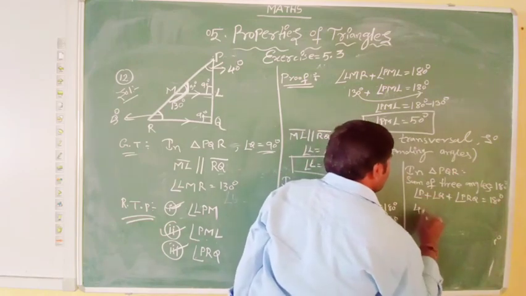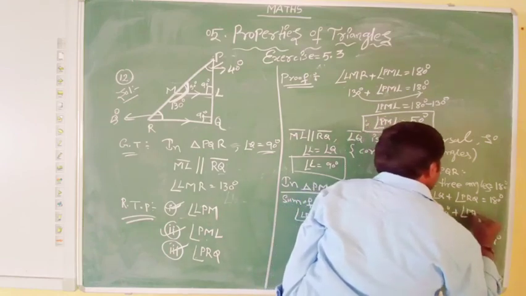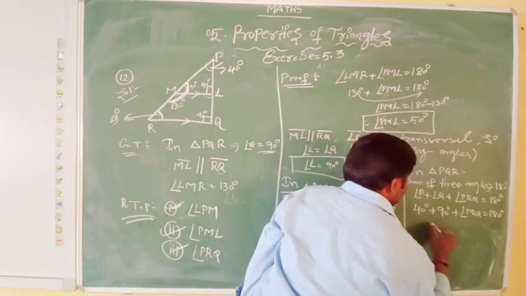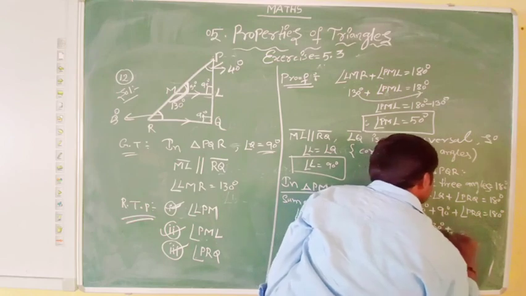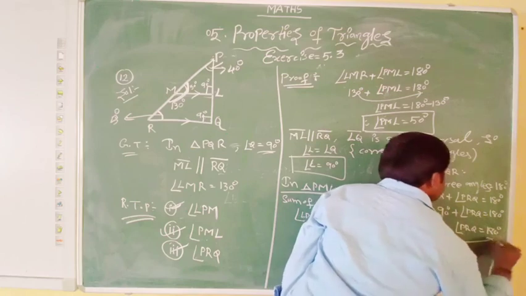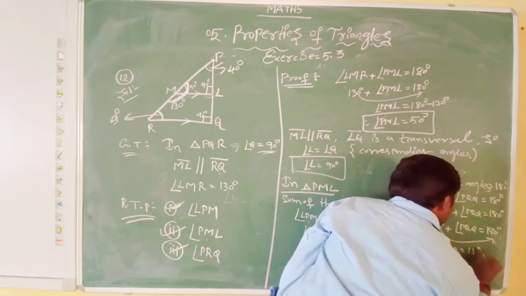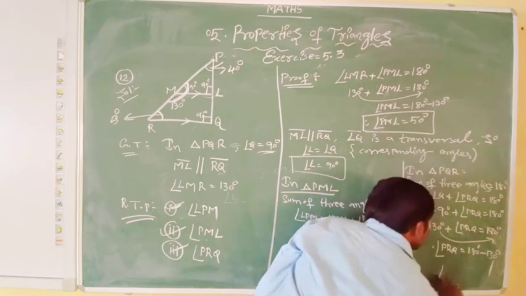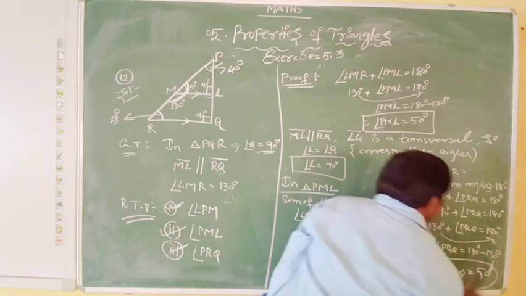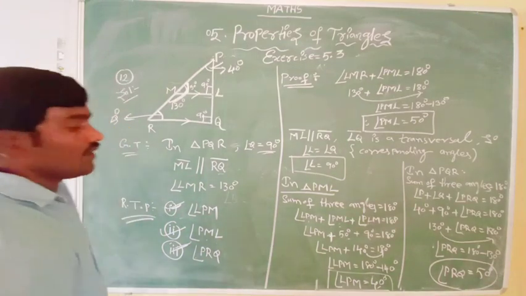Angle P is what here? 40 degrees, just now we got it. Angle Q is already given in the question, 90 degrees. 40 plus 90 is 130 degrees plus angle PRQ equals 180 degrees. This 130 degrees we transfer to the other side. Angle PRQ equals 180 degrees minus 130 degrees. Angle PRQ equals 50 degrees. Hence, the third one is also completed here.